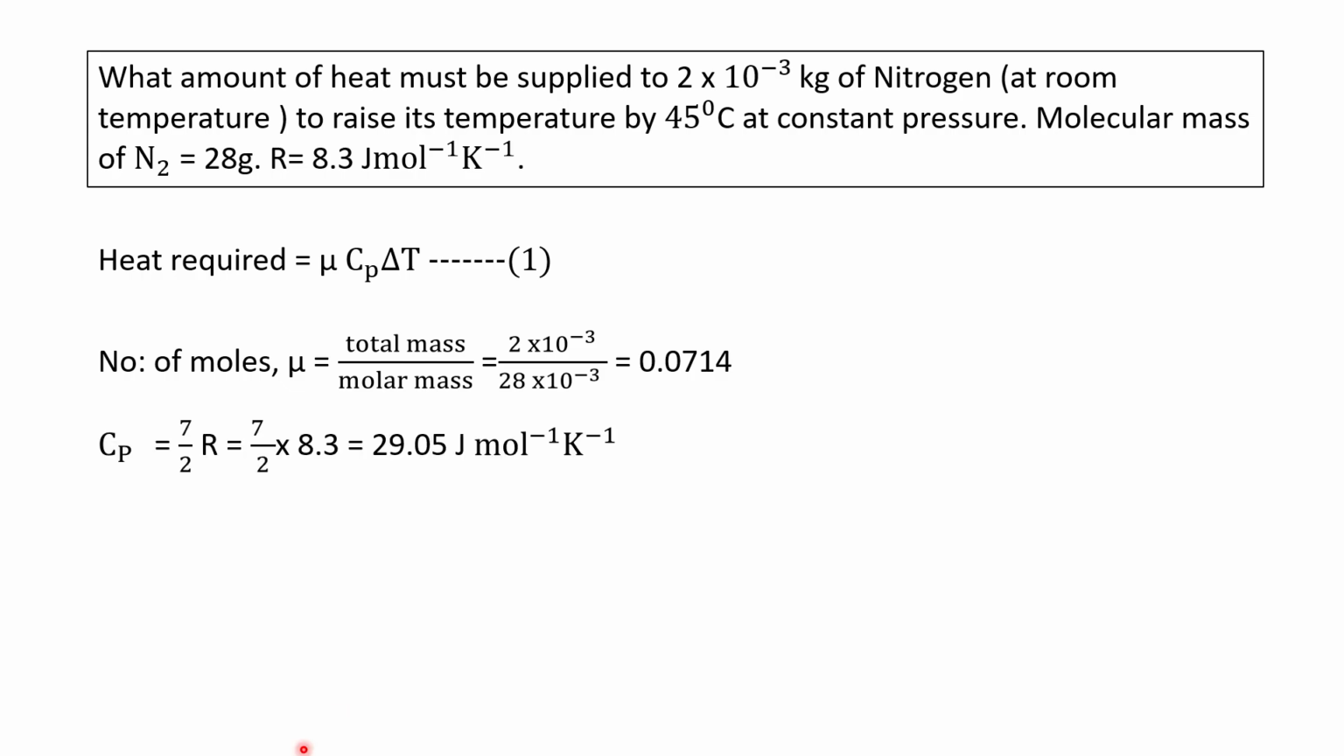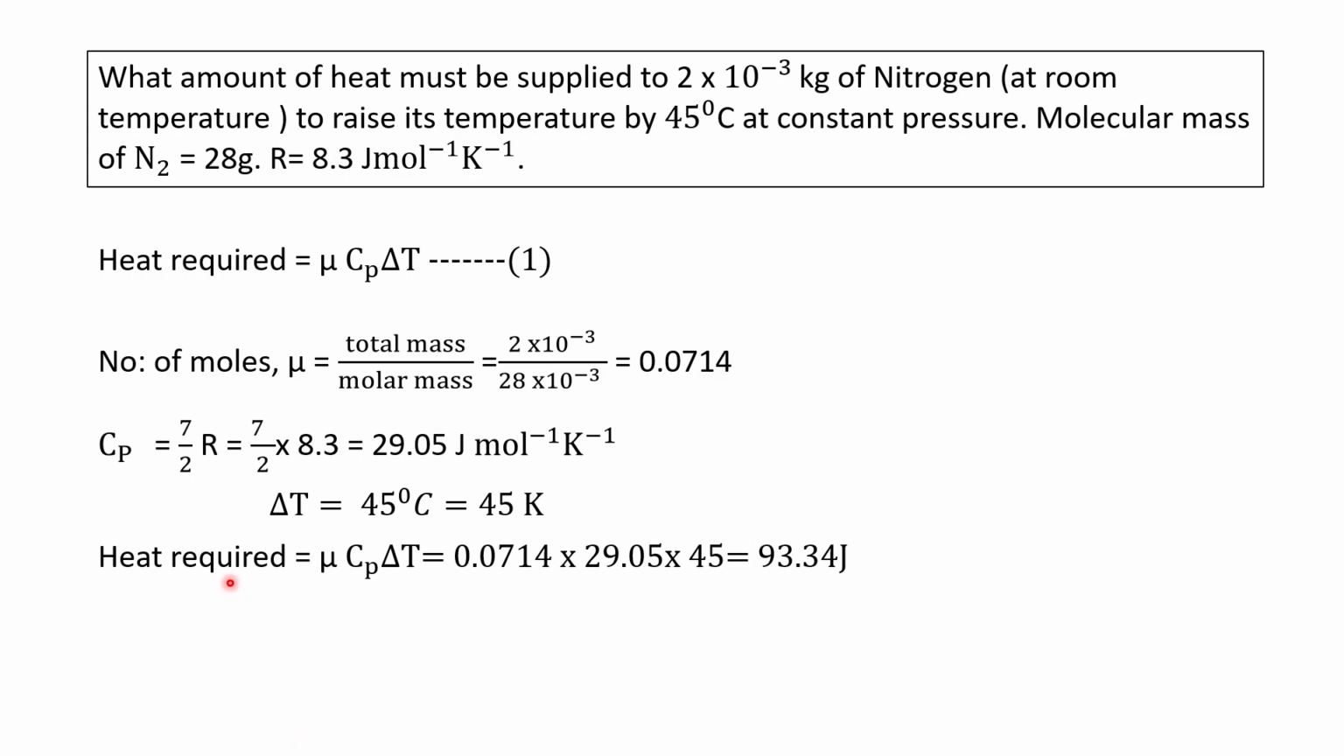Now the value of Cp for diatomic molecules is equal to 7 by 2 R. On substituting the value of R as 8.3, we get 29.05 joule mole^-1 Kelvin^-1. The value of delta T is equal to 45 degrees Celsius. On converting to Kelvin scale, the value remains the same as 45 degrees.